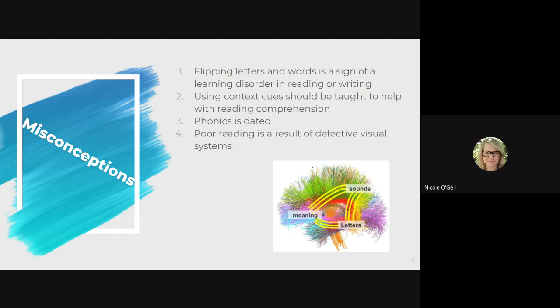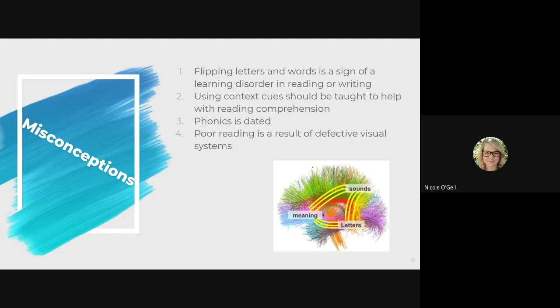Our second is that using context cues should be taught to help with reading comprehension. For this one, to an extent, yes, absolutely. Context cues are great to be able to figure out what you're writing. It's a wonderful strategy. However, children who have a learning disorder in reading are always doing 2 things, really. They're always decoding and they're always constructing meaning. And both take a lot of attention, especially for a struggling reader. They work so hard to decode the words, read them the right way, like we talked about that mirror system. So the attention of a struggling reader is always divided between those 2 tasks.